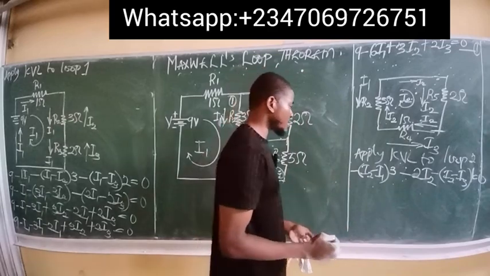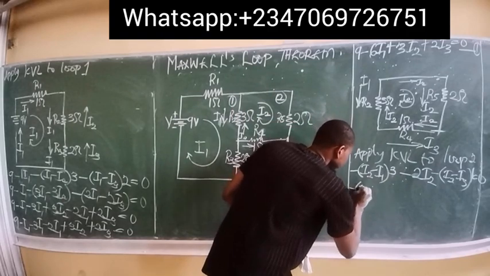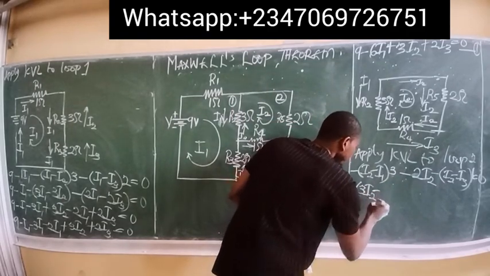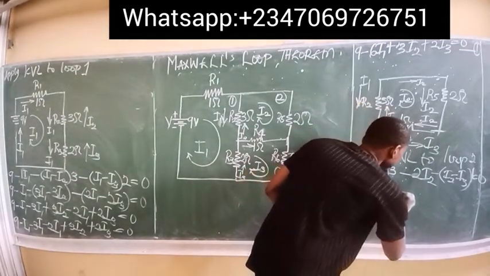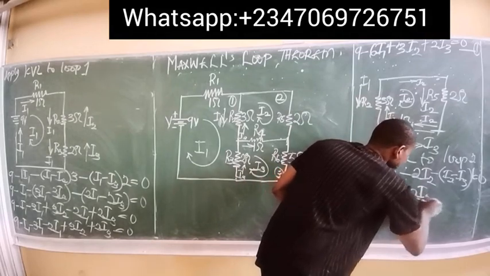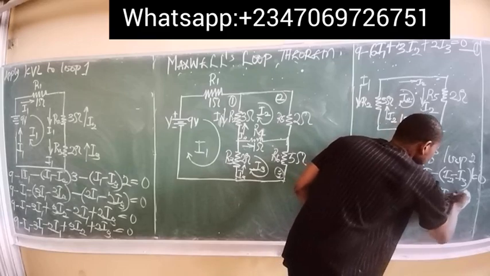Okay, so let's expand this bracket now. This is minus into 3 times I2 gives me 3I2 minus 3I1, close your bracket, minus 2I2, minus into this I2 minus I3.